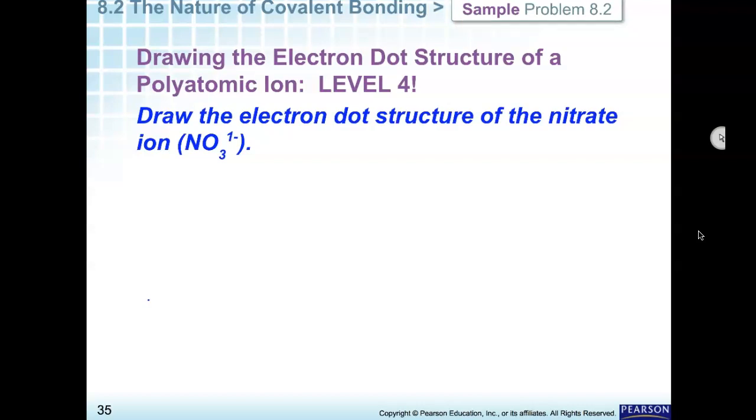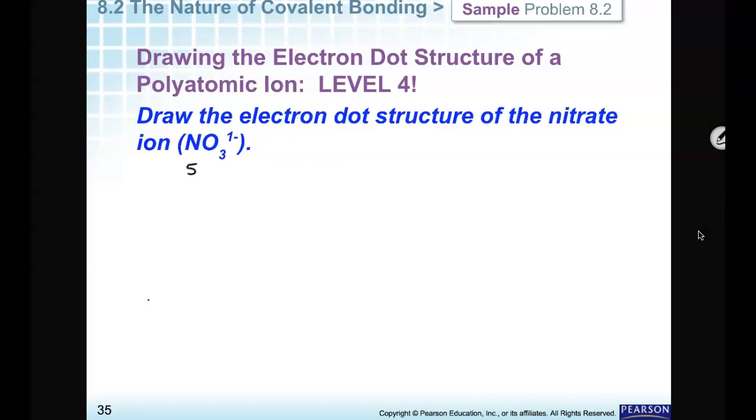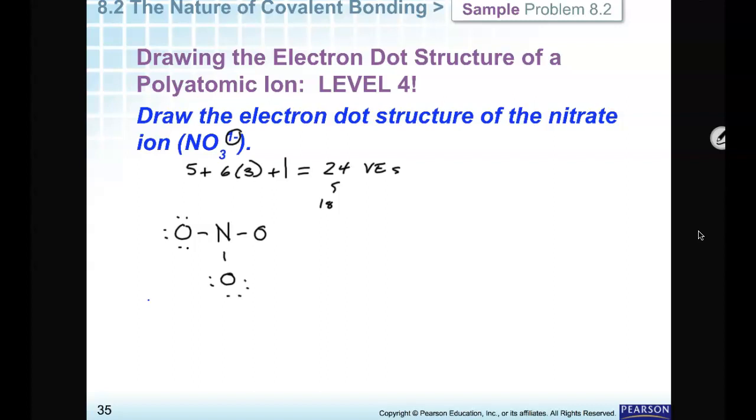So when I'm looking at the nitrate ion, I have 5 valence electrons for nitrogen, 6 for oxygen, but there's 3 of them. It's a -1 charge, so I'm going to add 1 more electron. That gives me 24 total valence electrons to work with. My central atom is nitrogen. That used up 6 electrons, so I have 18 left to work with. I always put them on the terminal atoms first, so I have 2, 4, 6, 8, 10, 12, 14, 16, 18. So the oxygens look pretty darn happy.